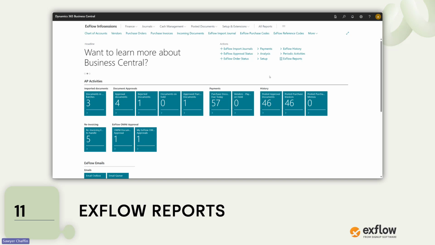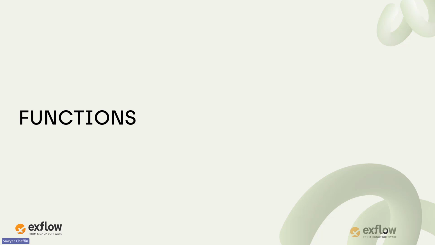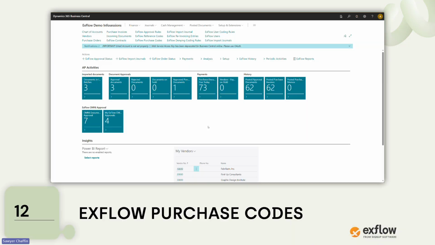As far as functionality goes, now that we've covered reports, going into our 12th tip for automating details on invoice lines with purchase codes. If you want to save time and reduce manual work, use your purchase codes to automate the assignment of accounts, items, or types to those document lines. This eliminates the need to repeatedly assign the same details, freeing up time for other tasks. So how these purchase codes work is you can connect them to vendors, to reference codes, to ExFlow contracts, or set them up directly in the ExFlow setup page.